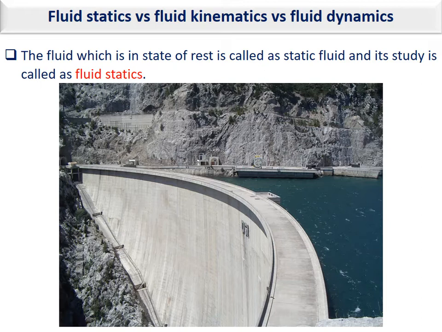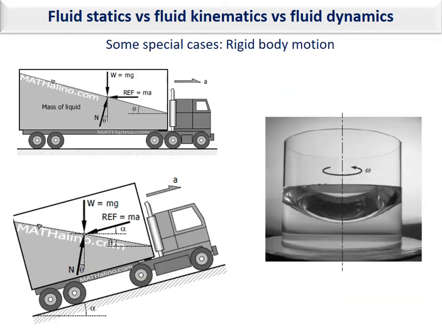So the fluid which is in a state of rest is called a static fluid, and its study is called fluid statics. There is an exception here, an interesting exception, and it is the rigid body motion. You can see here two examples of a rigid body motion. On the left you can see a linear rigid body motion, and on the right side you can see rotational motion of a rigid body.